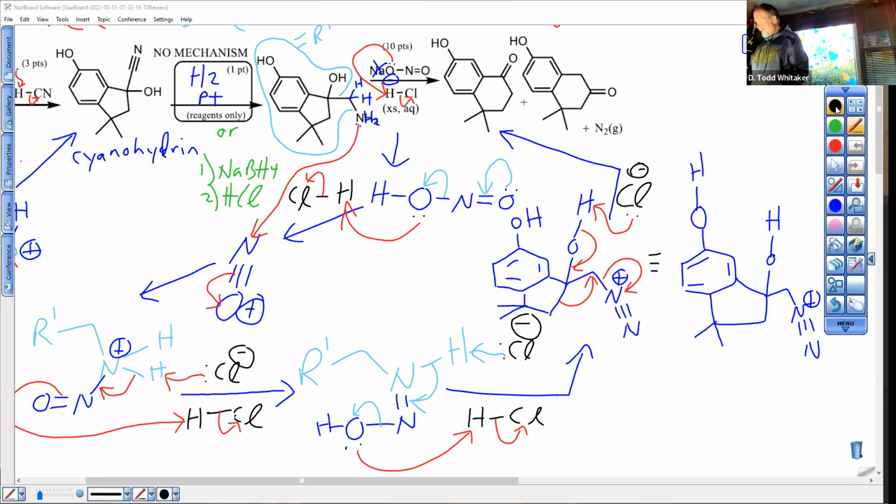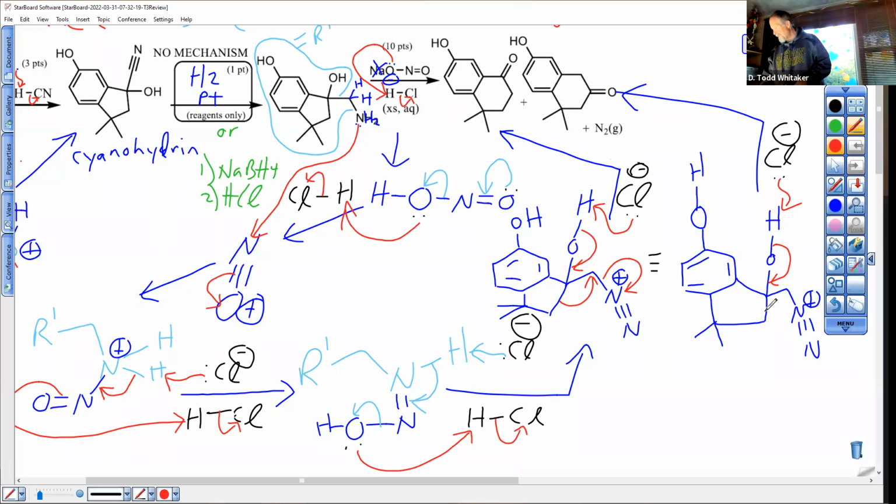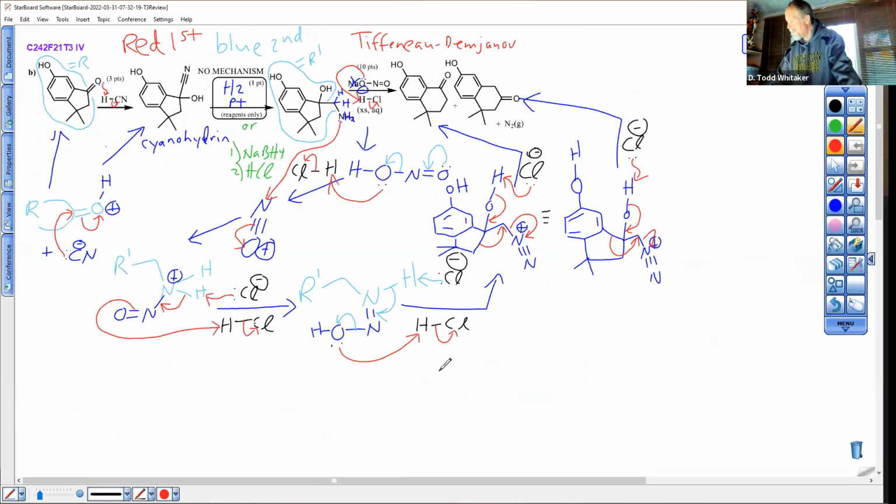The other one, just go the other direction. Cl minus grabs the same H. Sigma becomes pi again. Instead of breaking this bond adjacent to where you made a new bond, break this bond. And yeah, there's your CH2 right off of the ring now. And there's your leaving group leaving. And that makes the second product. Lovely little mechanism. Gets ring expansions going and everything.